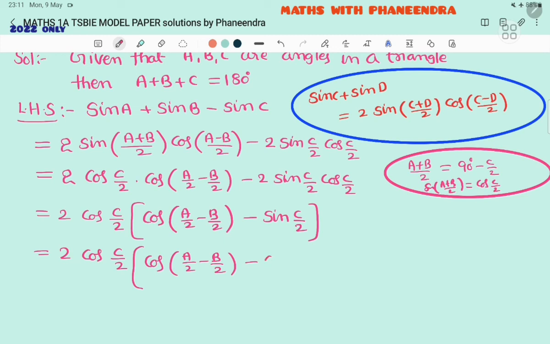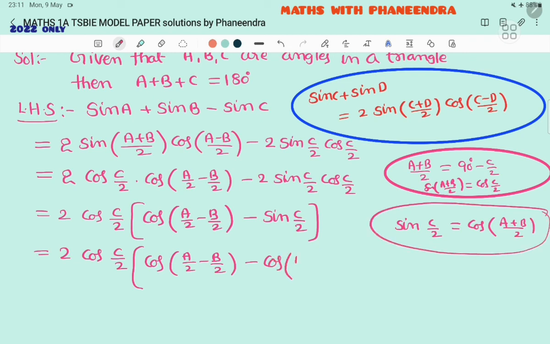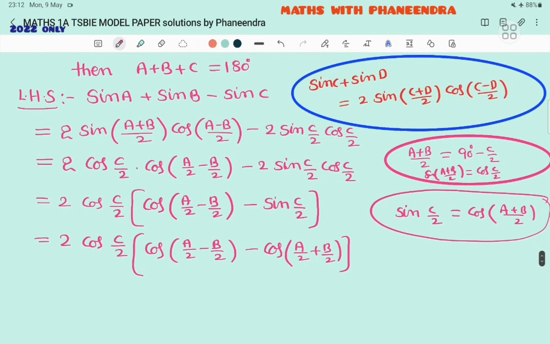cos of (a plus b) by 2. Sin c by 2 is equal to, take cos on both sides. So cos of (a plus b) by 2 means a by 2 plus b by 2. In trigonometry transformations, in each and every step a formula is to be applied. So please be thorough, dear students, with each and every formula.